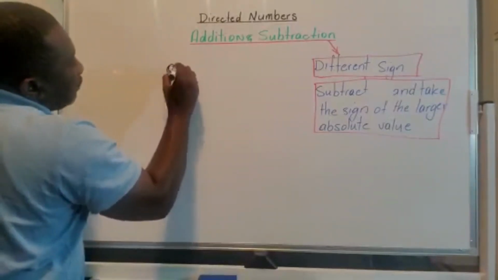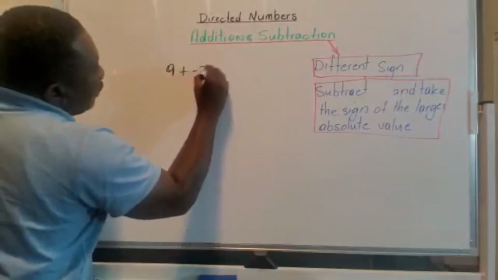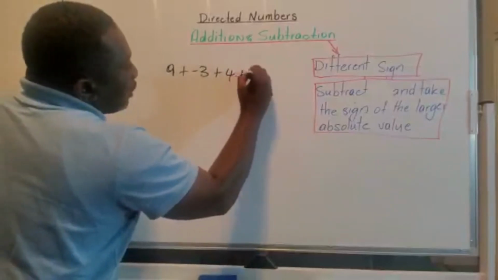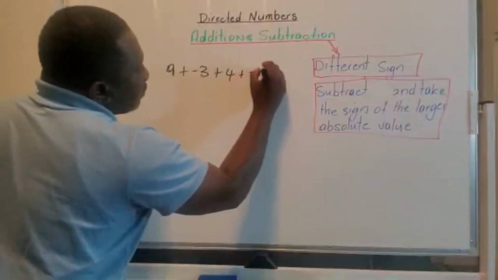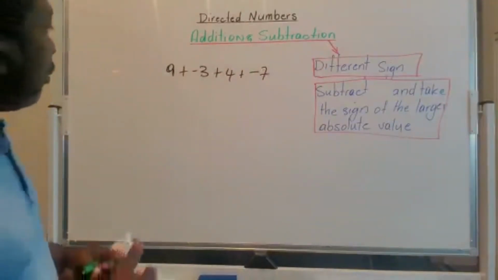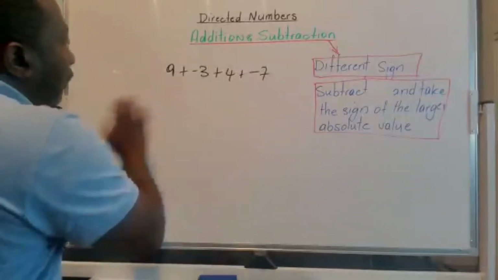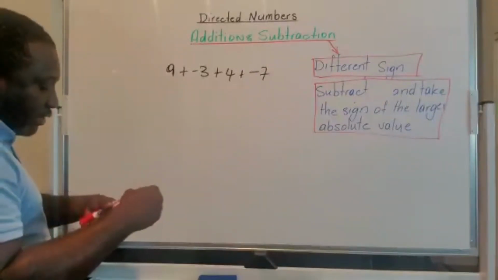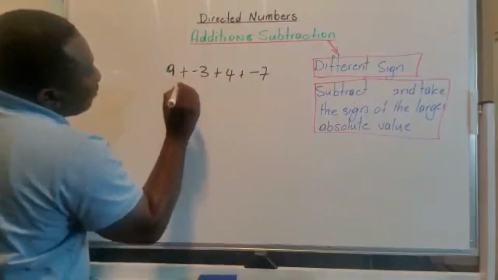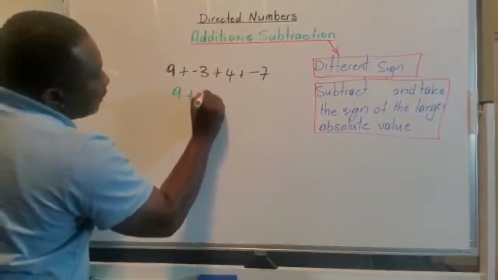9 being positive is added to negative 3 plus 4 plus negative 7. Guys, it's important. So we are going to be grouping according to our signs. So I put all my positive values together. Hence, 9, which is positive, plus 4, which is positive.